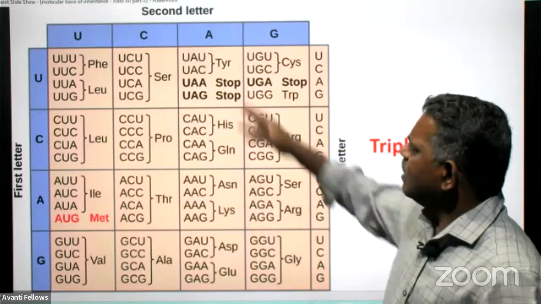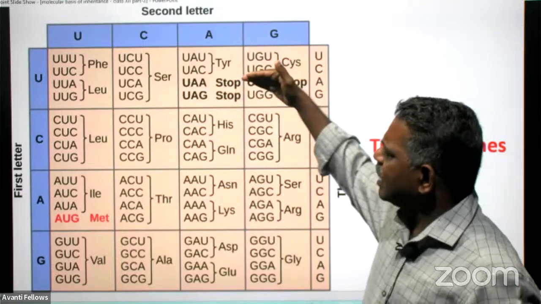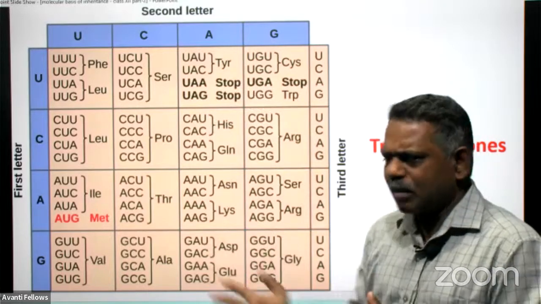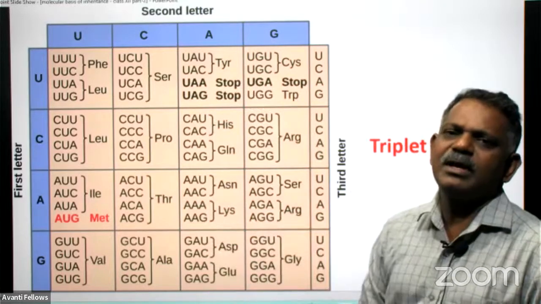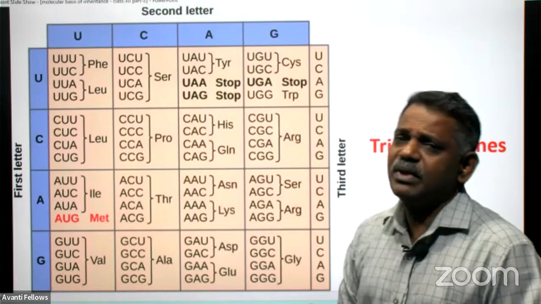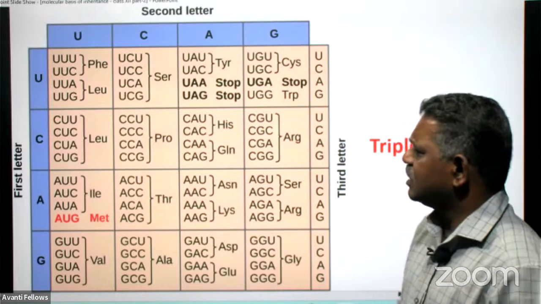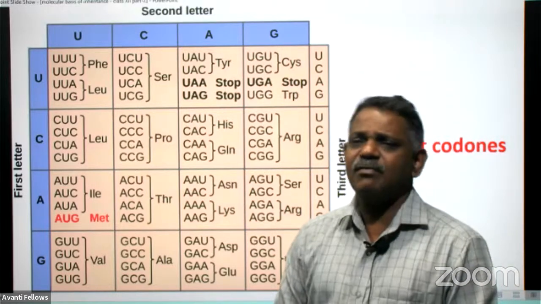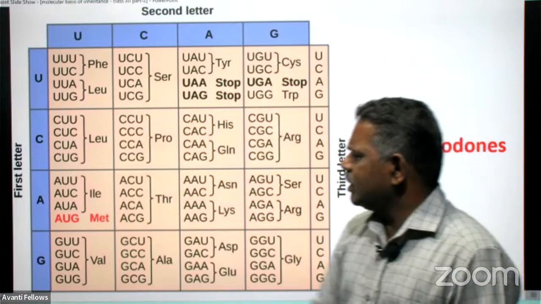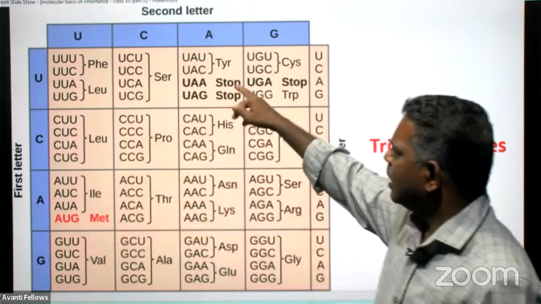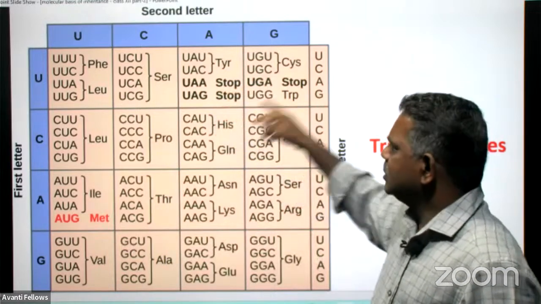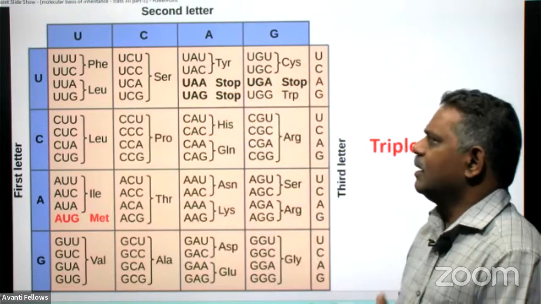Similarly, many triplet codons will be there even after the stop codon. Even after the stop codon, many triplet codons will be there in the mRNA, and that region also will not be translated. We call it the untranslated region of mRNA. So translation is always between AUG and the stop codon UAA, UAG or UGA.